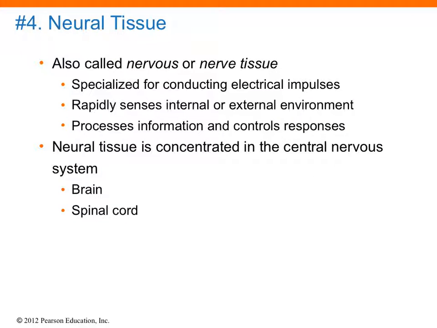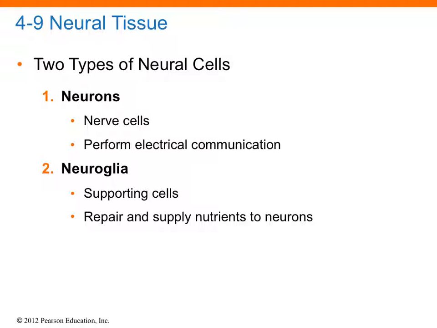Now we go to neural tissue. This is also called nervous tissue or nerve tissue. It's specialized for conducting electrical impulses, and it senses the internal and external environment. It also processes the information and controls responses. Neural tissue is concentrated in the nervous system, and the central nervous system specifically, the brain and the spinal cord. That makes up 98 or 99% of the nervous tissue.